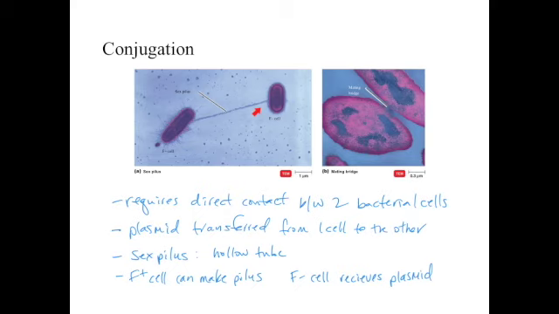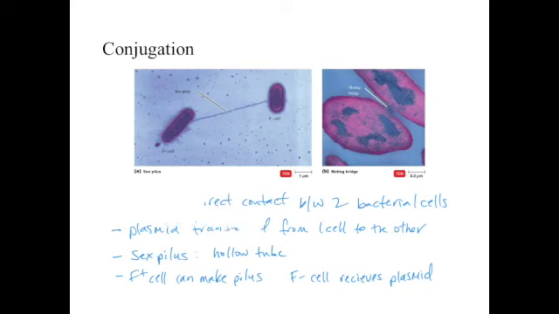So once the sex pilus has been created, it actually retracts and pulls the bacteria really close together and forms what we call a mating bridge, which is what you see here. So we have one bacteria here, and they are super close together by that tiny mating bridge between them. And that's where the plasmid DNA is going to be transferred from one cell to the next.